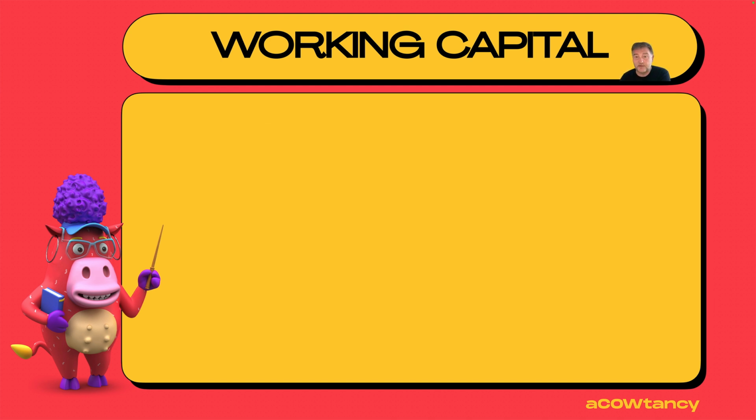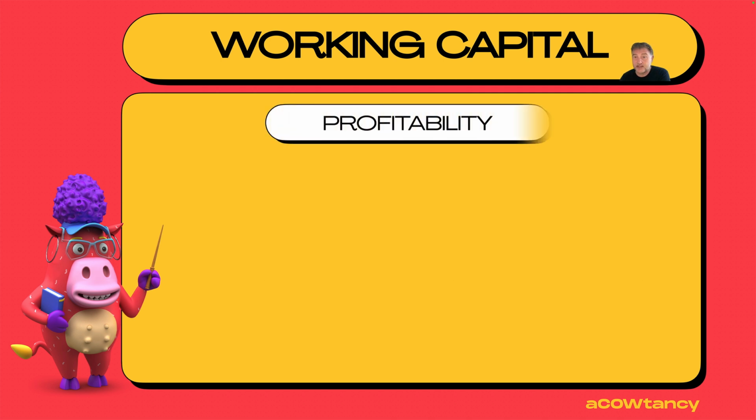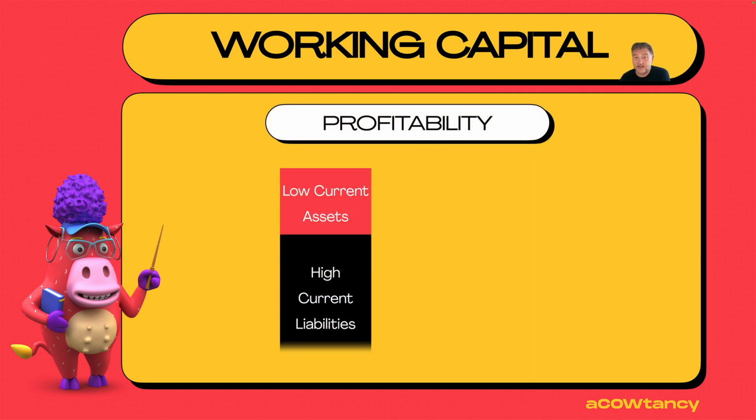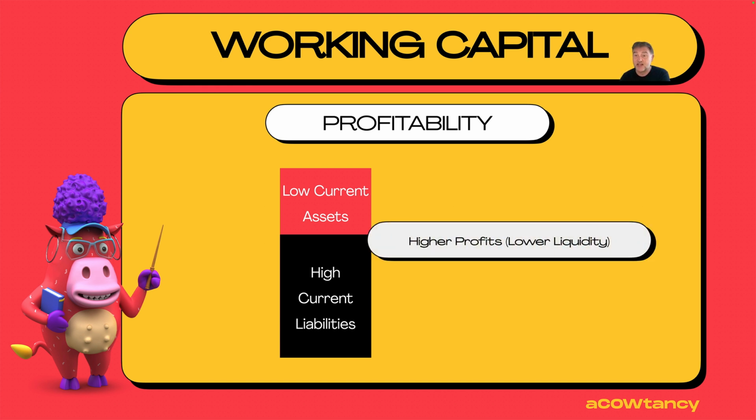So let's flip that over. Looking at profitability still, but this time low current assets and relatively higher current liabilities. Well, you're using up all your assets well, you invest in all your assets, so you get higher profits, but can you see you've got lower liquidity, more risk, because you have to pay off these liabilities.